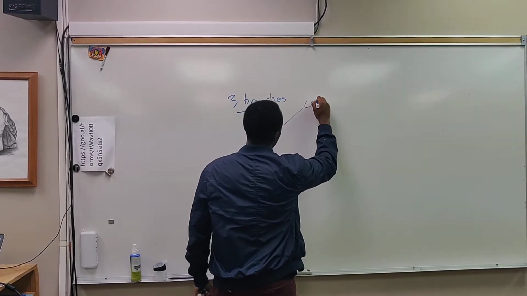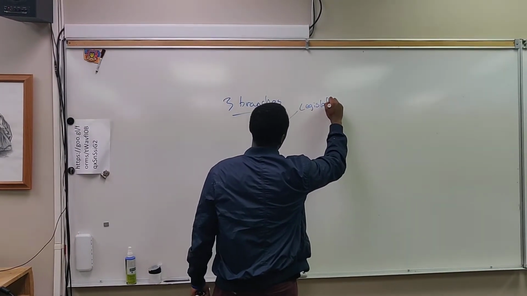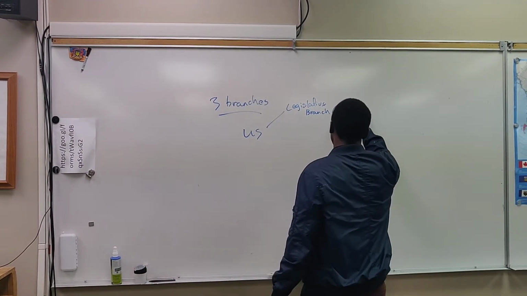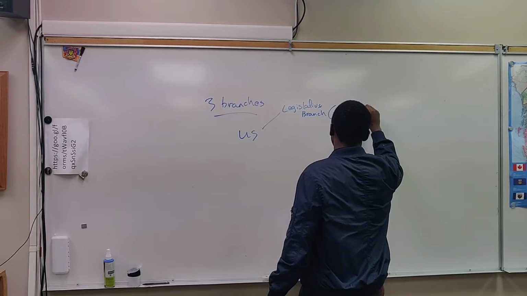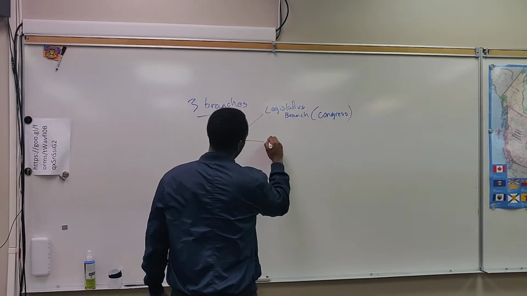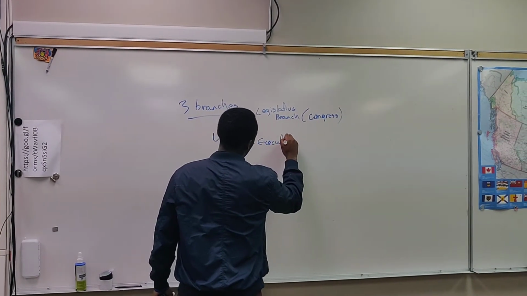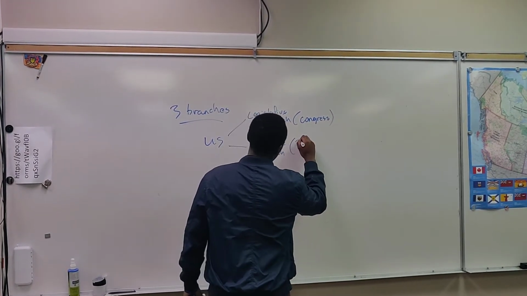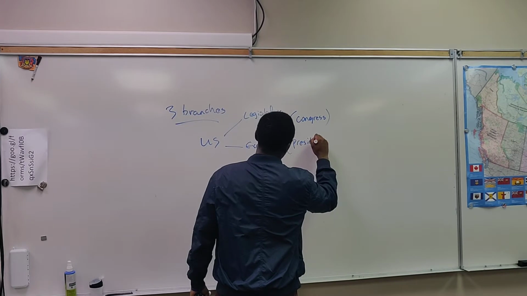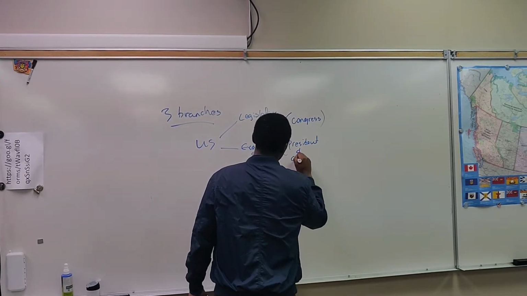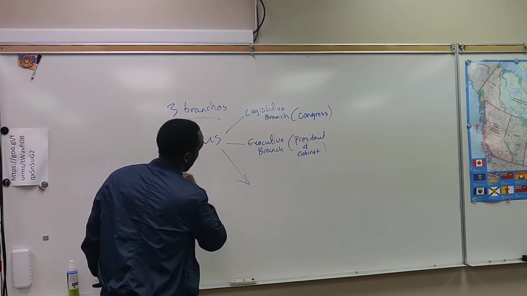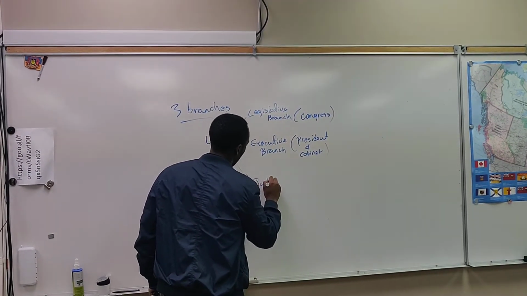We have the legislative branch, which is also known as Congress. All right. We have the executive branch, which is president and cabinet. And we have the judicial.